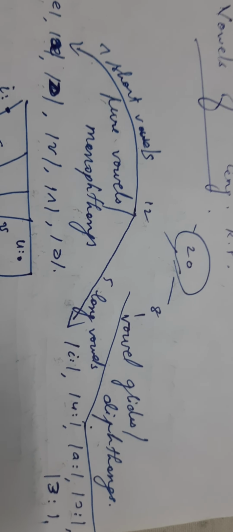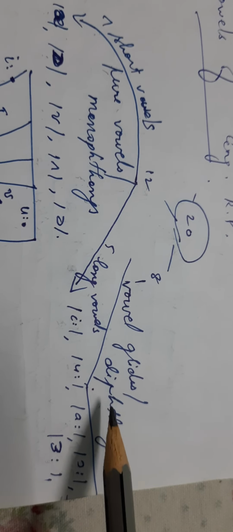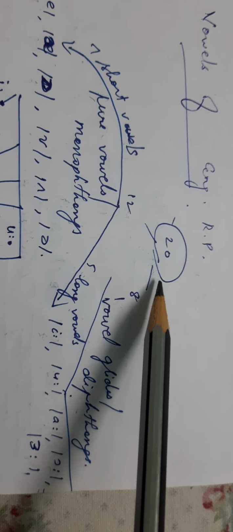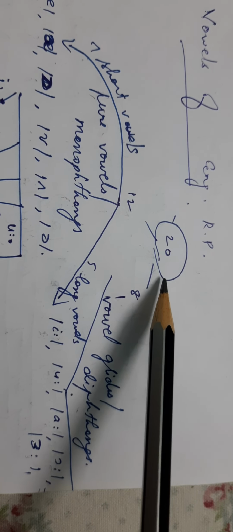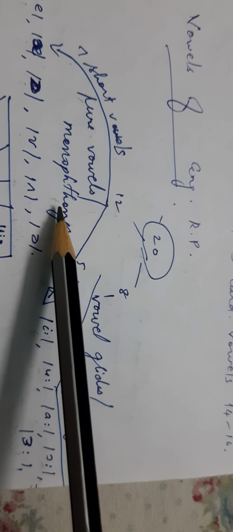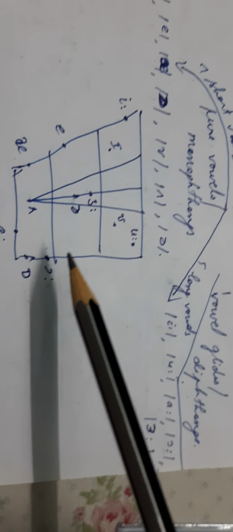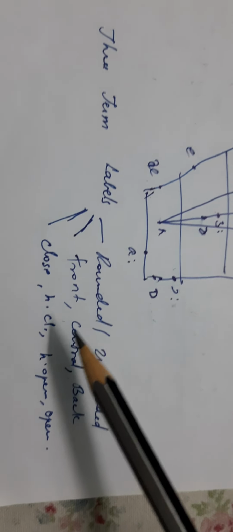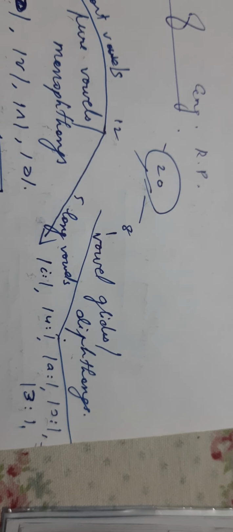So now we'll go on to the next subtopic, that is diphthong. If you remember, I repeat again, the 20 vowels of English RP are broadly divided into two types. One is pure vowels or monophthongs, and another is vowel glides or diphthongs. So far we have seen what monophthongs are, I mean what are the sounds that come under monophthongs, and then we saw how the sounds are marked in the vowel chart, and then we have seen the three term labels used to label the monophthongs. So now we are going to the vowel glides or diphthongs.